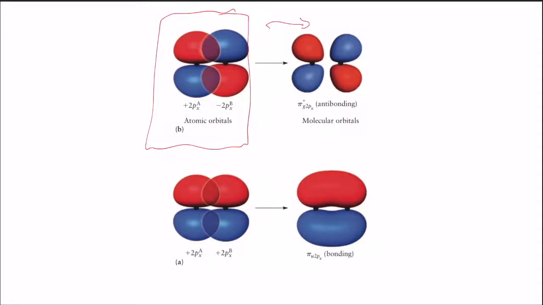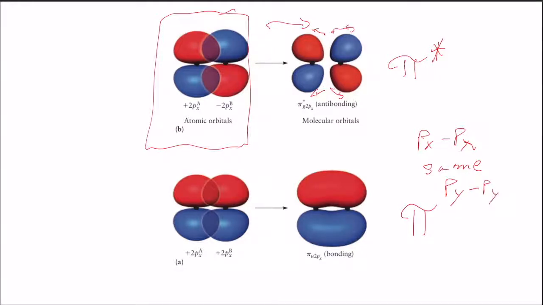Once again, because of electron-electron repulsion, we have energy density that moves away, and this is what causes the antibonding. This is now a pi bond, and this would be a pi star bond. Now notice that this is the px axis, and we're going to see exactly the same for the py's. So there's going to be bonding and antibonding for the py's.